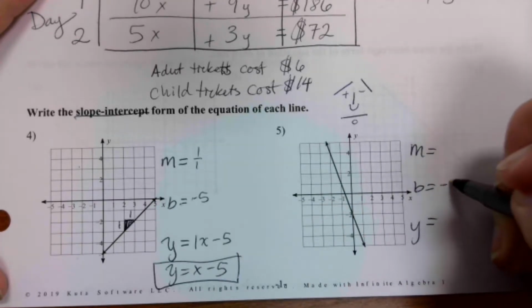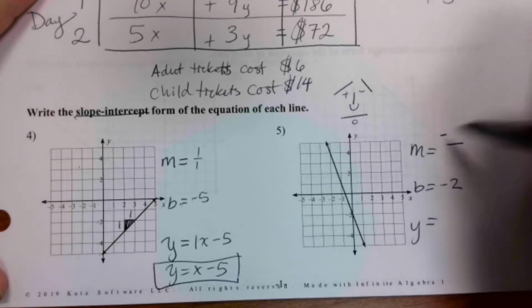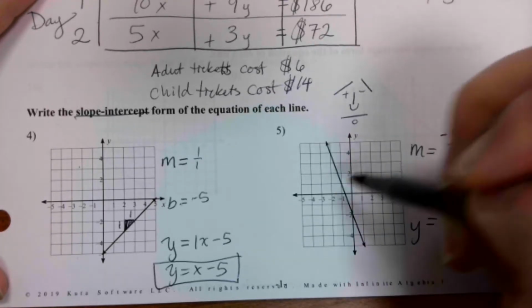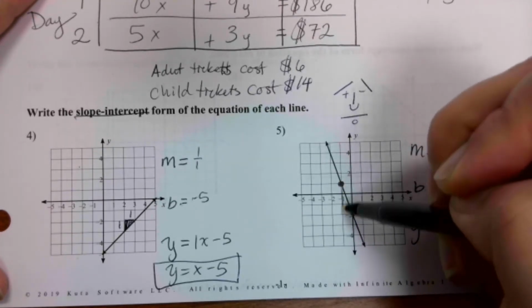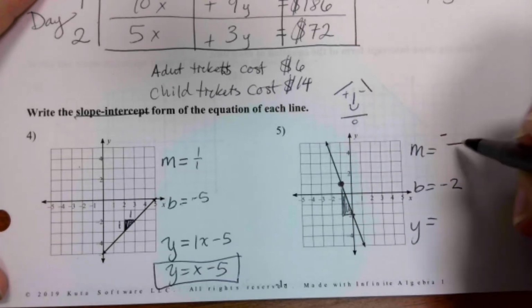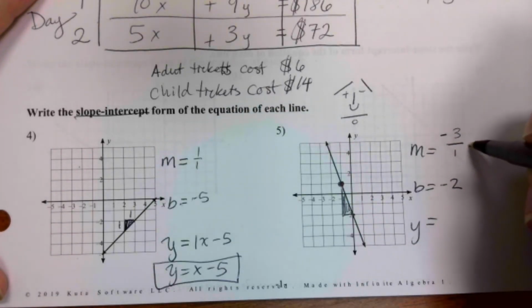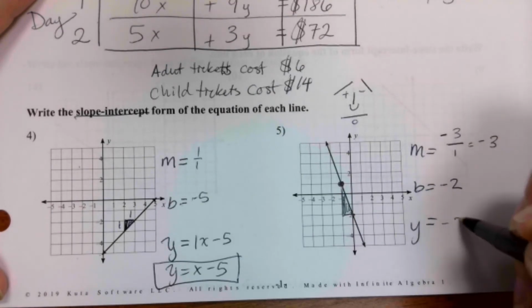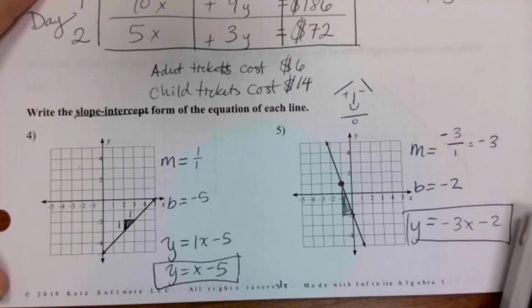Y-intercept, -2. Slope, I already know it's negative. It's going downhill. I see a perfect point here. I see a perfect point here. I'm getting 3 over 1. And that reduces to just -3. So -3x minus 2. And we're done. Easy cheese.